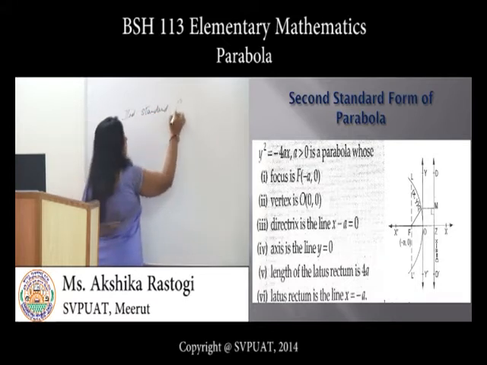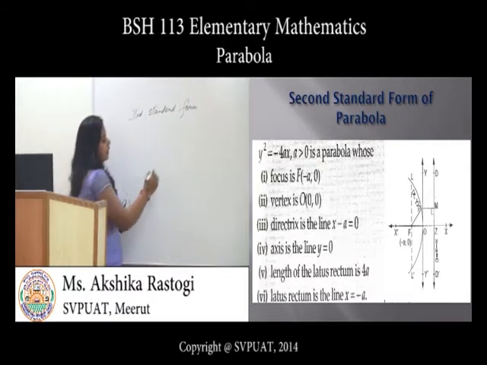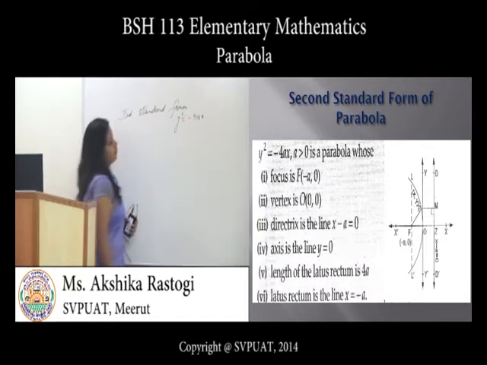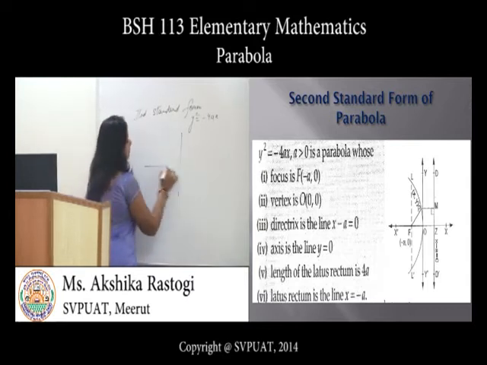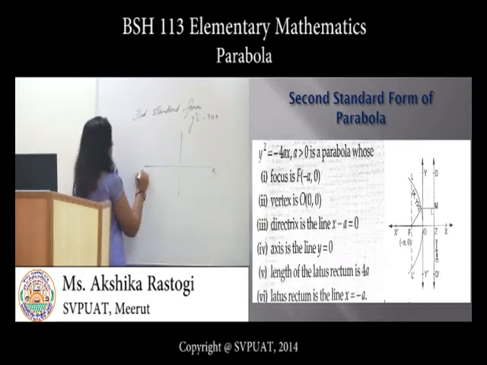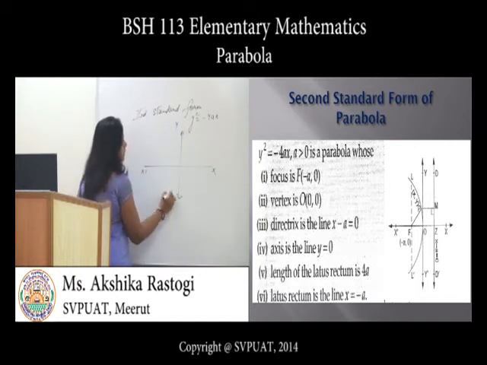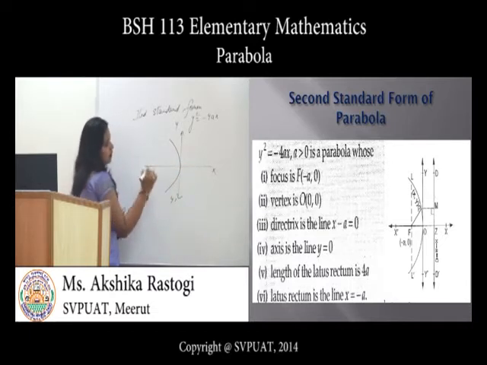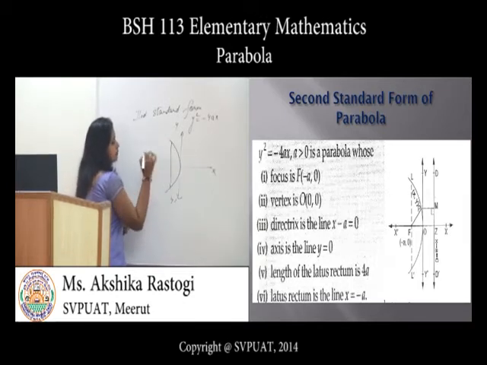Second standard form. The second standard form of a parabola is represented as y square equals to minus 4ax, and we call it a left-handed parabola. This is also known as left-handed. So the parabola should look like this. This is the latus rectum.